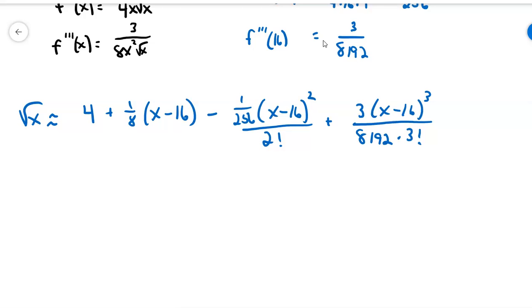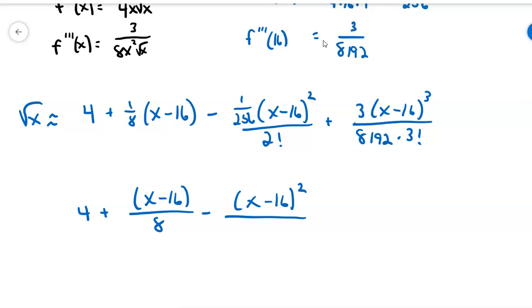All right, so let's clean this up a little bit. I end up with 4 plus x minus 16 over 8 minus x minus 16 squared over, I'm going to take that 256 and that 2, combine it together to be 512, and then plus, let's see, that 3 on the top will knock out, that thing will then just become a 2, and I'll end up with an x minus 16 to the third over whatever 8192 times 2 is. 16,384.